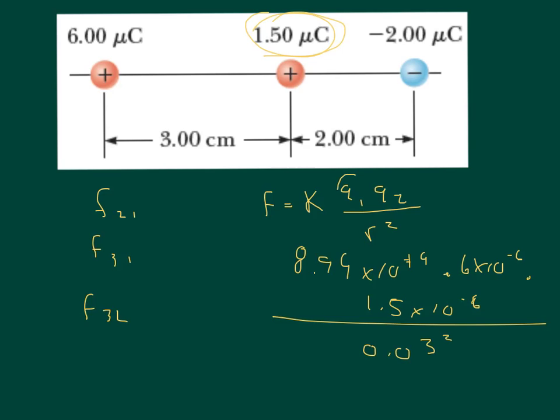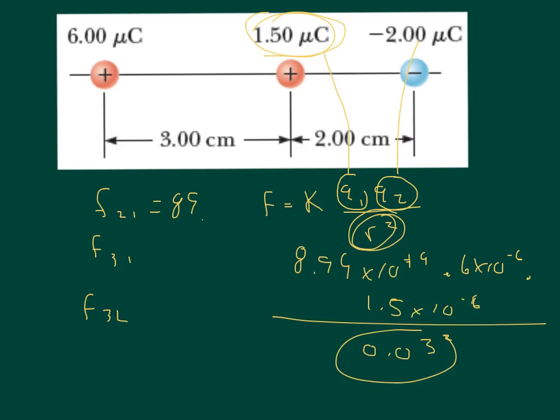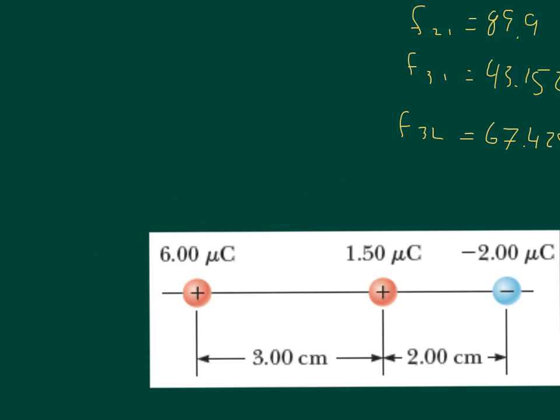Then you'll repeat that for each of the individual charges. So you would replace Q2 with Q3, and then R squared would become 0.05 instead of 0.03. And then the last thing you would do is replace Q1 with Q2 and Q3, and this would become 0.02 squared. So the numbers you should get: this would be 89.9 newtons, this should be 43.152 newtons, and this should be 67.425 newtons. So now we just got to do our free body diagram.